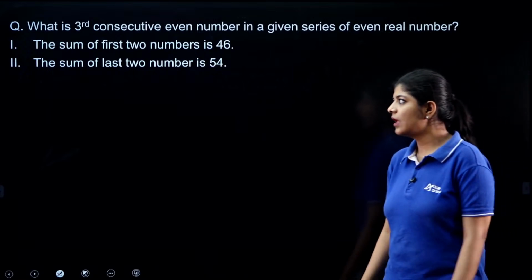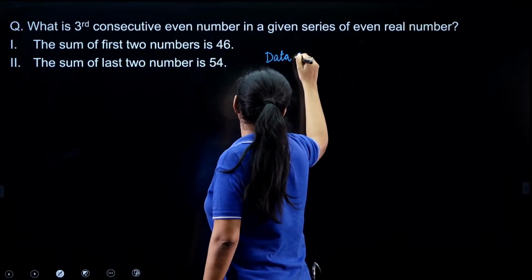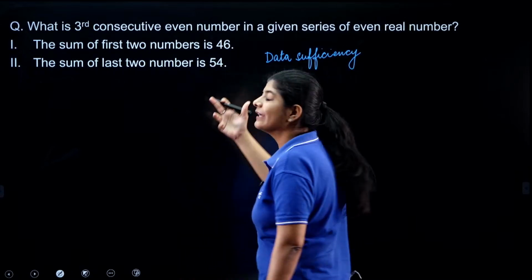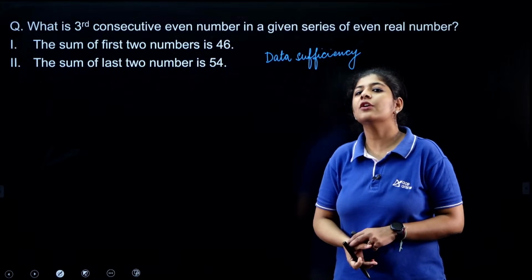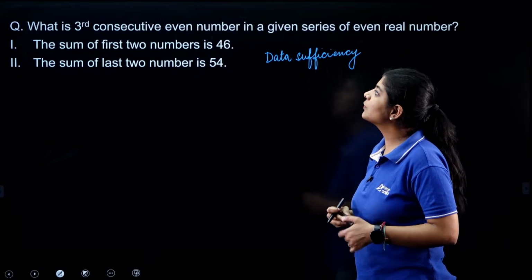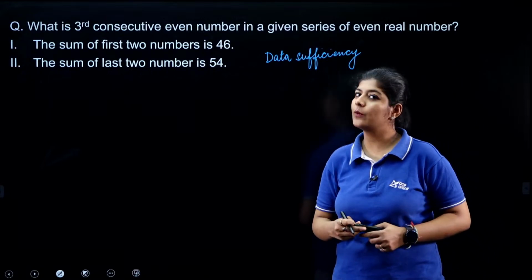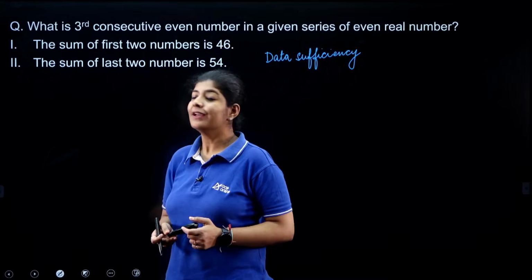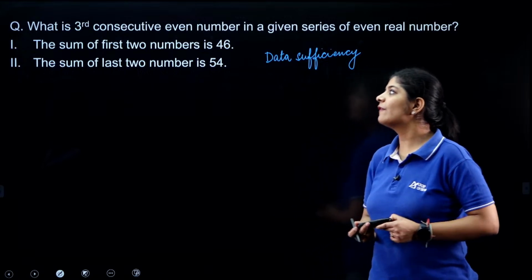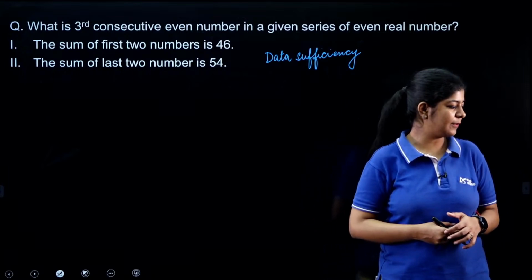Next. The next question is from the concept of data sufficiency. Here the options are not mentioned, but we know what kind of options we are having, right? So you can write your answers accordingly. The question says, what is the third consecutive even number in the given series of even real numbers? For this one you are having two statements. First one, the sum of the first two numbers is 46. Second one, the sum of the last two numbers is 54. So can we determine the answer with the help of these two statements?